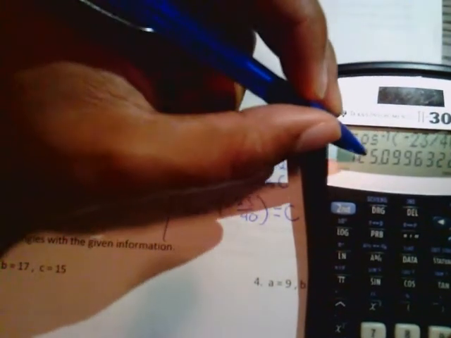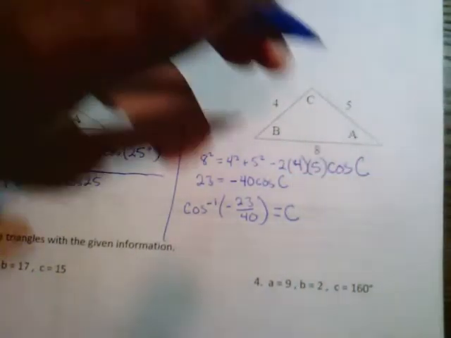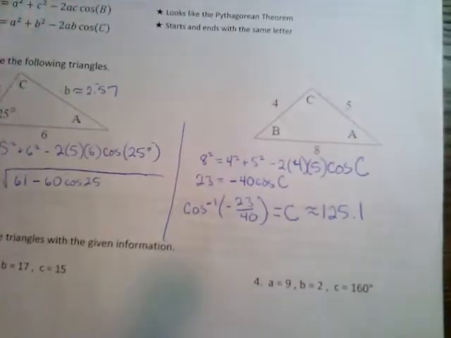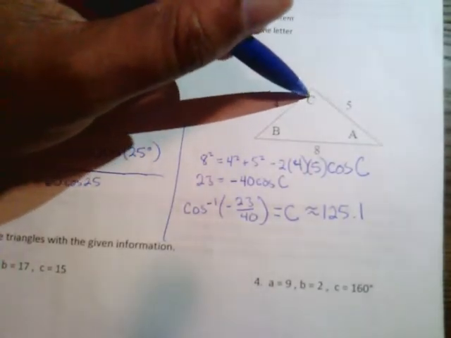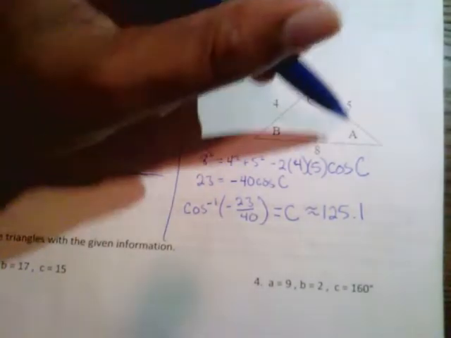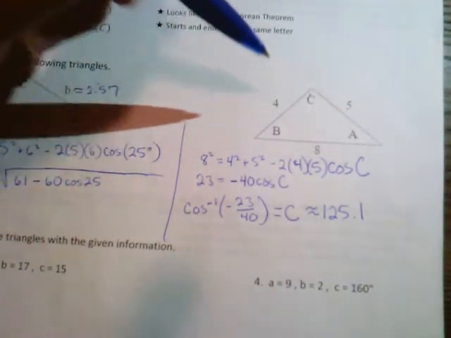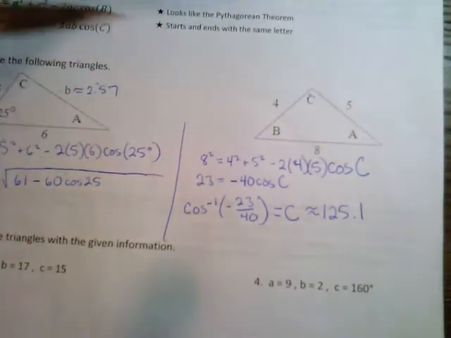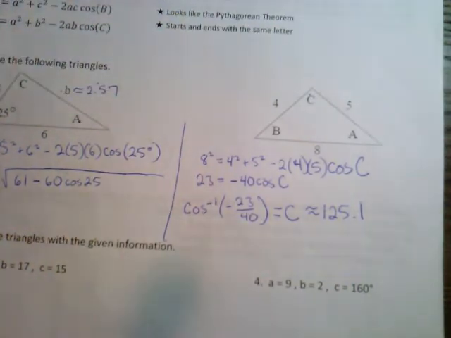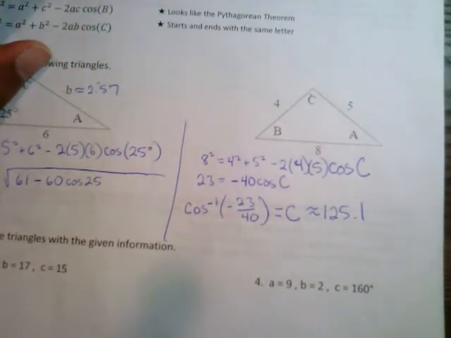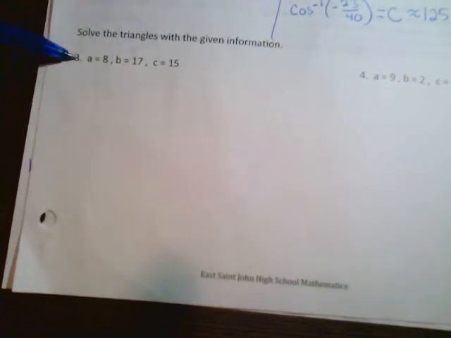So that is approximately 125. And now we have one of our missing angles. We have enough sides, so we can go ahead and use the law of sines to finish solving for the rest of our information. So now we have problem 3, where you just need to draw your triangle.